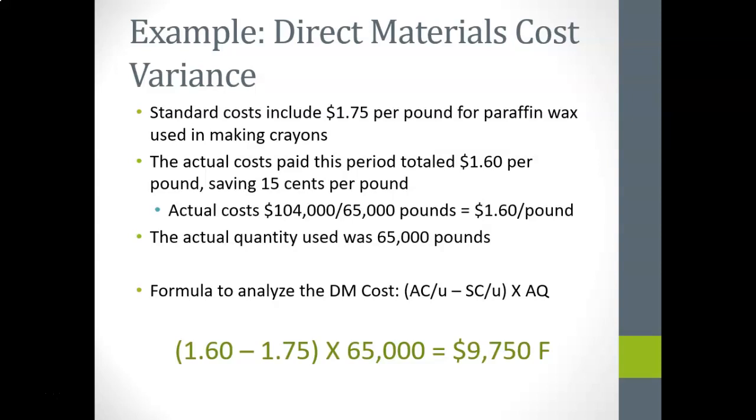Now, we go back into our formula. At the beginning of our formula is the actual cost. Compare that to the standard cost. Our actual cost of $1.60 is less than the standard cost. So we paid less per pound than we thought we would. So that's going to cause our operating income to go up. And so this is a favorable variance, $9,750 favorable direct materials cost variance.